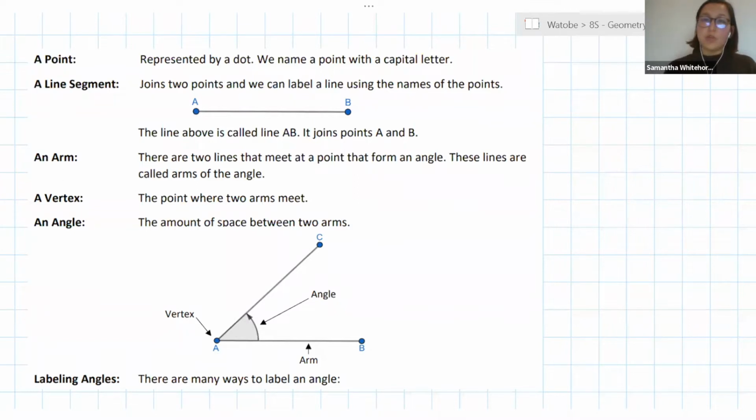In geometry, one of the important things that we need to understand is that we are working generally with points and line segments. Those line segments can sometimes be joined to form a shape. So like when we start with triangles, we have line segments forming that shape.